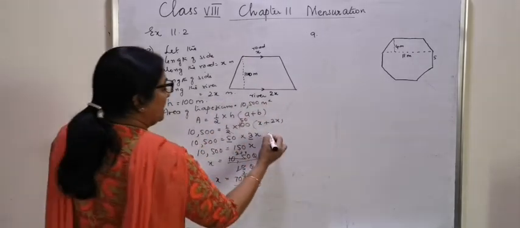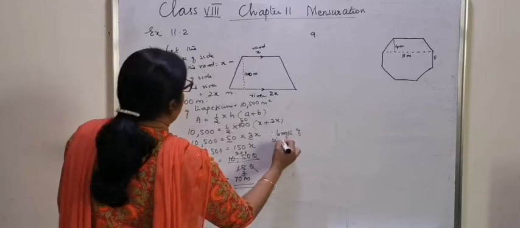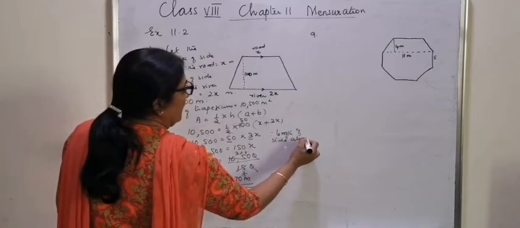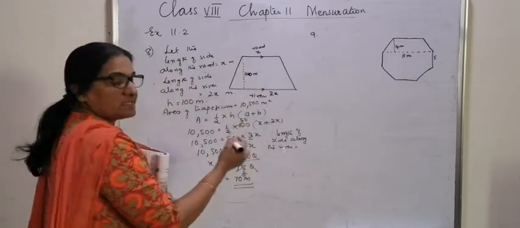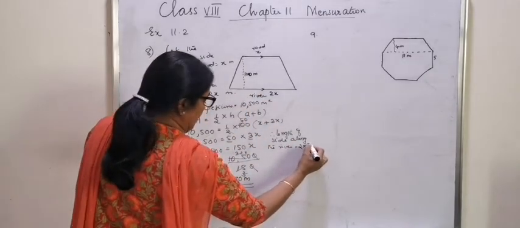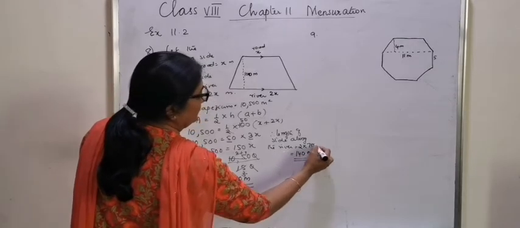So what will be the length of side along the river? Along the river is 2x, that is 2 into 70, which is equal to 140 meter.